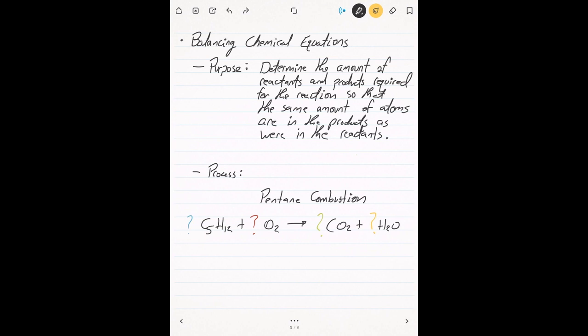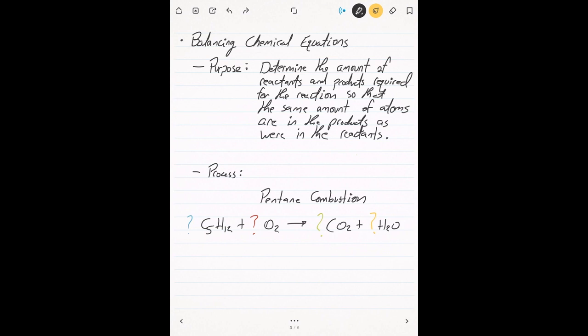Okay? I'm trying to understand, in the physical world, when I have the most basic interaction between pentane and oxygen, what's going to happen? How many of these molecules will come together and react to create carbon dioxide and water? And in fact, how many carbon dioxide and how many water molecules are there going to be?